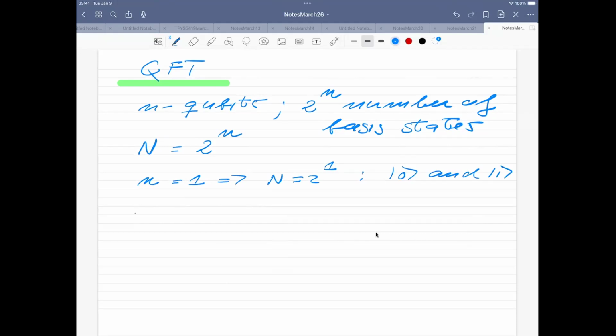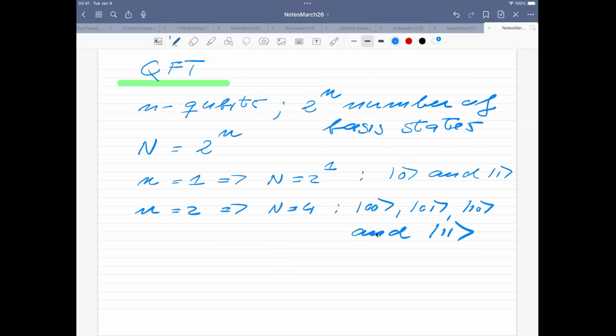And in that specific case, we have the states 0 and 1. If we, just as a reminder, look at n equal to 2, then we know that N is equal to 4. And the basis states which we made then were 0 0, so these are tensor products, 0 1, 1 0, and 1 1. So you see these are the 4 states which we get.